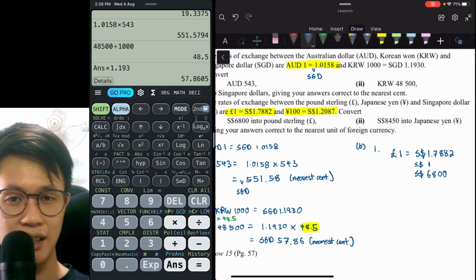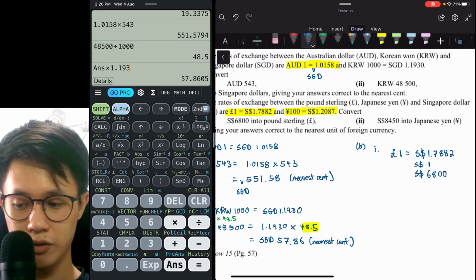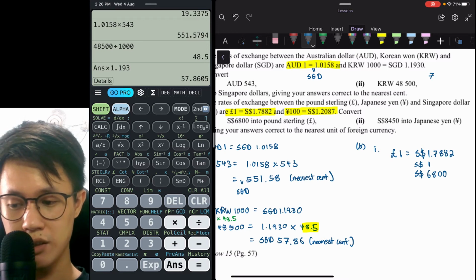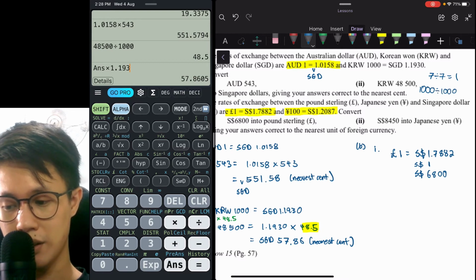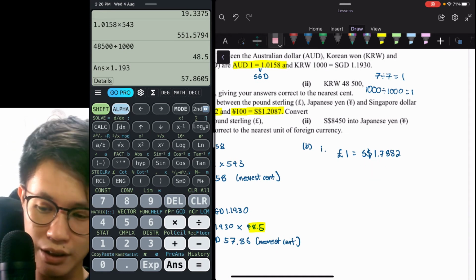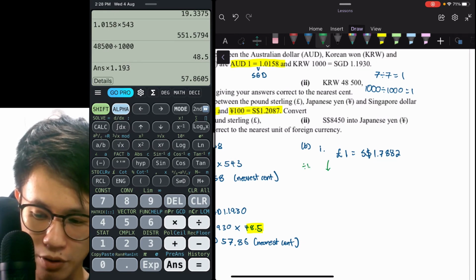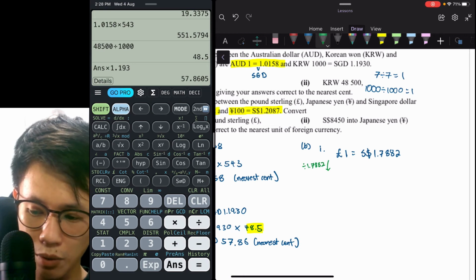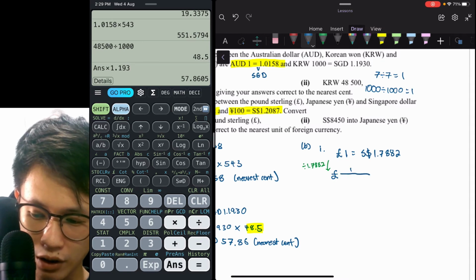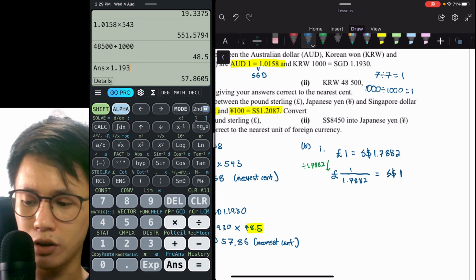Why? Because we have the basic mathematical knowledge that when something is divided by itself, it will always be equal to 1. 7 divided by 7 will give you 1. 1000 divided by 1000 will always give you 1. So we will do this same thing here. What is going to happen is I'm going to divide both sides by the conversion rate 1.7882.